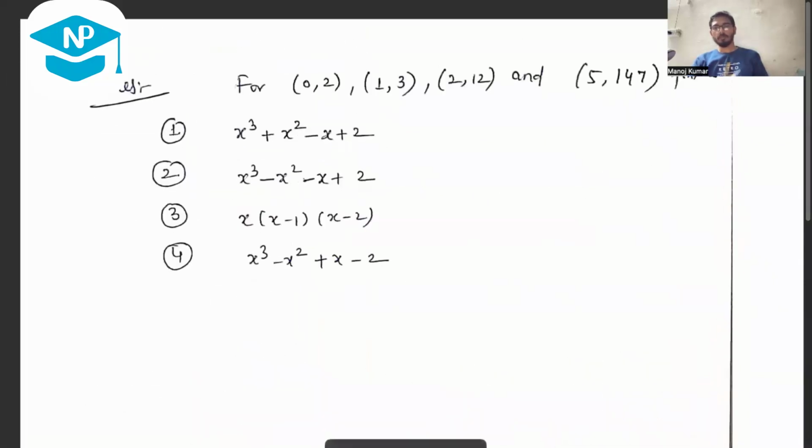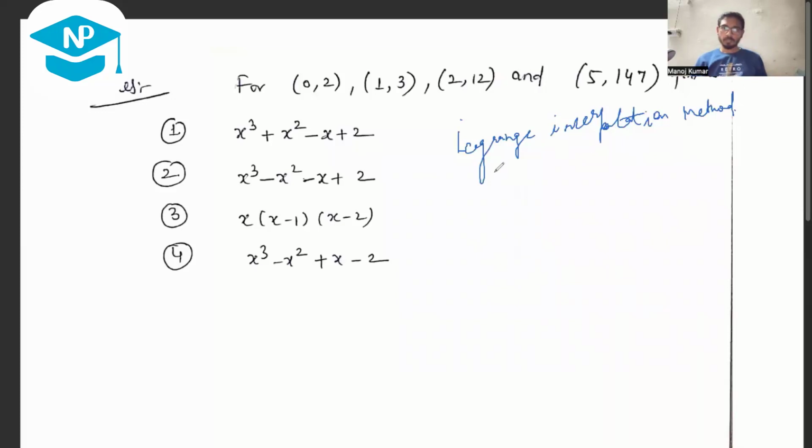Okay, so this is our question from numerical analysis. If we do this question theoretically, then it will be done by Lagrange's interpolation method. But we will not do this question by Lagrange's method, because it is lengthy and will take 5 to 10 minutes to solve. We will solve this question by using option discarding.